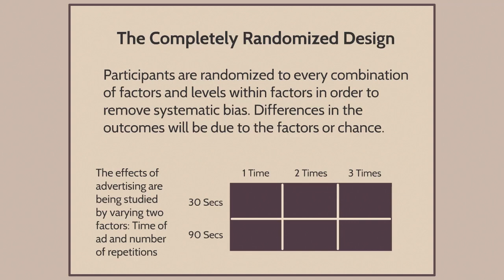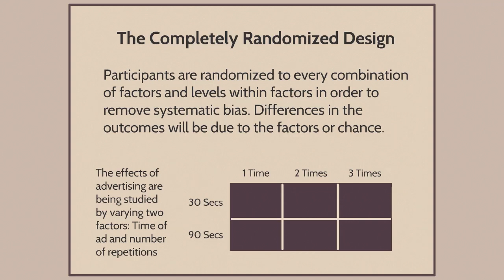So let's look at this example here. In this case, I have two factors. We're looking at the effects of advertising. One factor is how long is the ad? And there's two possibilities here, what I'm calling two levels. There's either a 30-second ad or a 90-second ad.